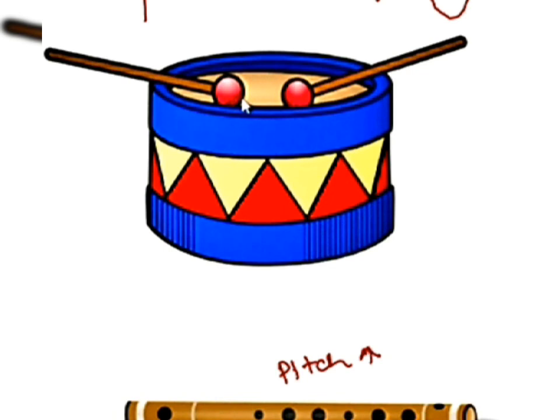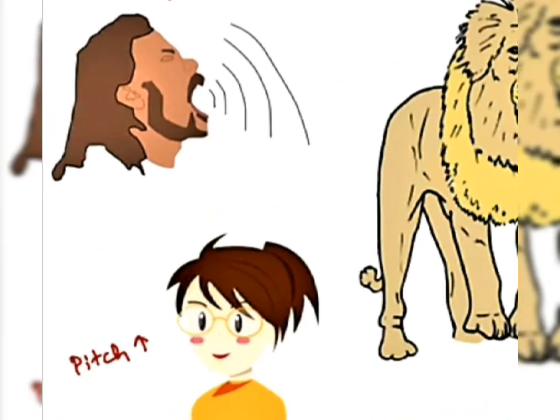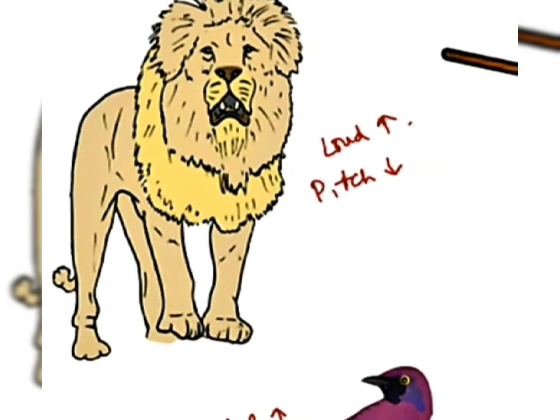Let's look at some more examples. If you compare the sound of a lion and a bird, what do you see? The sound of a bird has a higher pitch. It's more shrill. That is because the frequency is higher. But if you compare the loudness, in a lion the loudness will be more. But it has a lesser pitch. That is because the frequency of sound is less in the case of a lion.